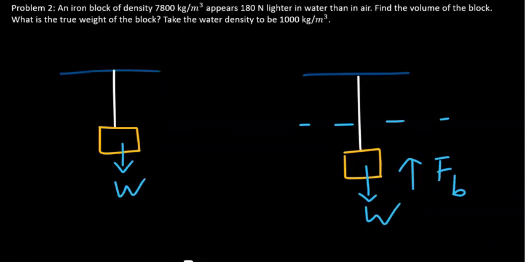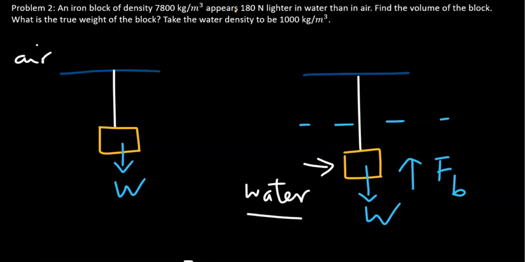Problem 2. An iron block of density 7800 kg per cubic meter appears 180 newtons lighter in water than in air. Find the volume of the block, and what is the true weight of the block. Take the water density to be 1000 kg per cubic meter. So in the first diagram, the object is simply hanging in air. So this W here is the true weight. And in the second diagram, the object is obviously below the surface of water.